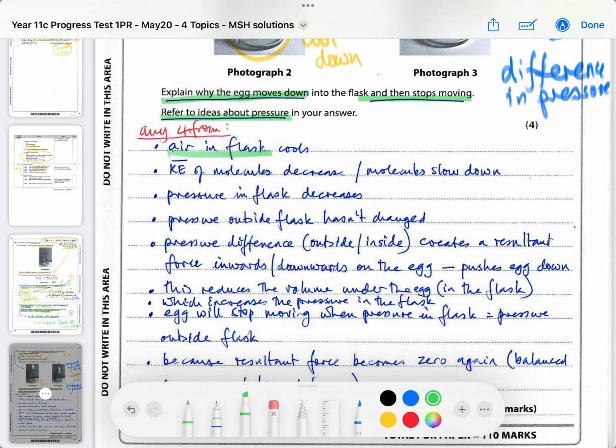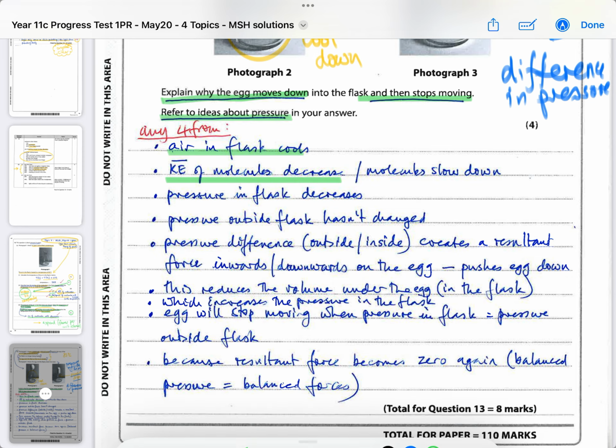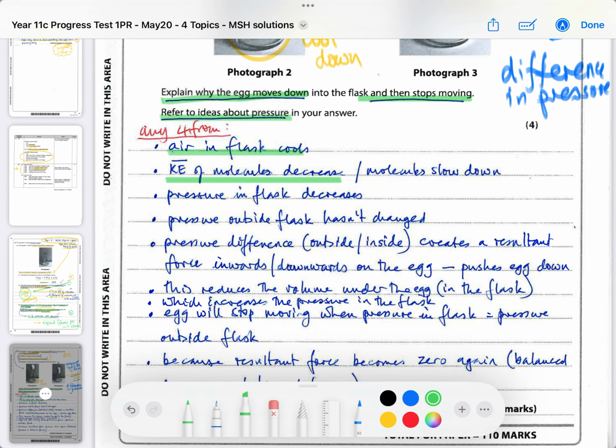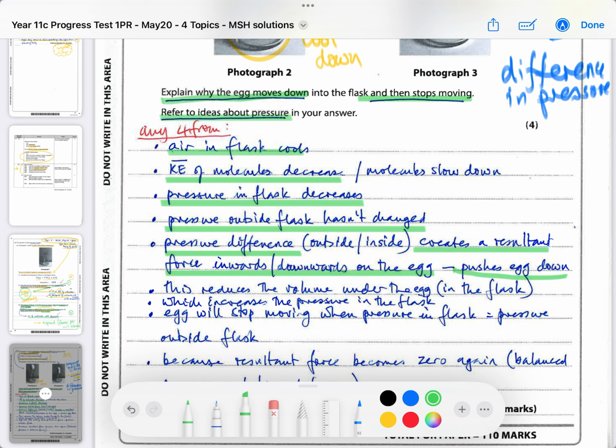The air will cool. So the average kinetic energy of the molecules will decrease, they will slow down. The pressure in the flask will decrease. The pressure outside the flask hasn't changed. The pressure difference between the outside and the inside creates a resultant force inwards or downwards on the egg, which pushes the egg down. So this is actually Newton's second law. The difference in pressure produces a force.